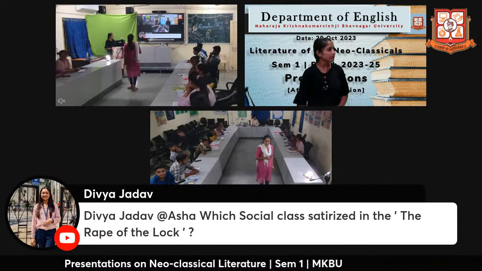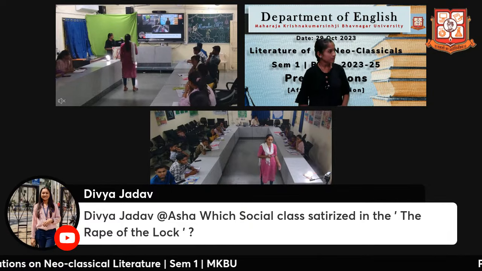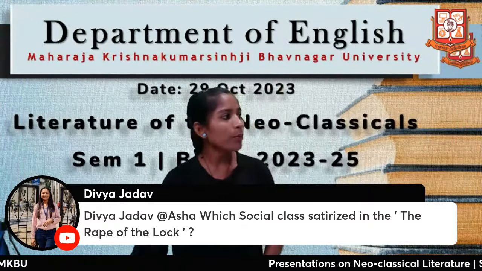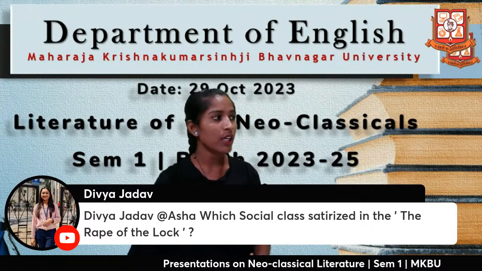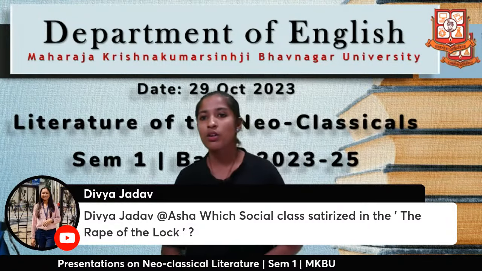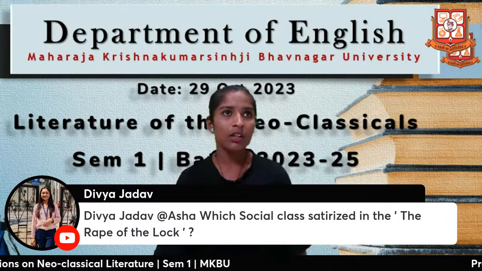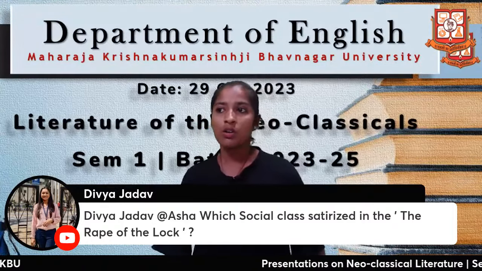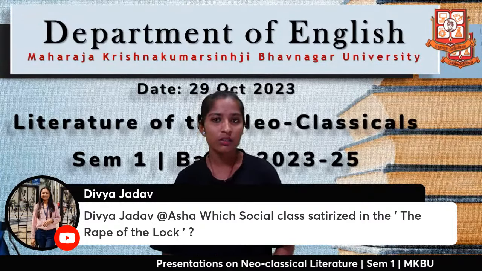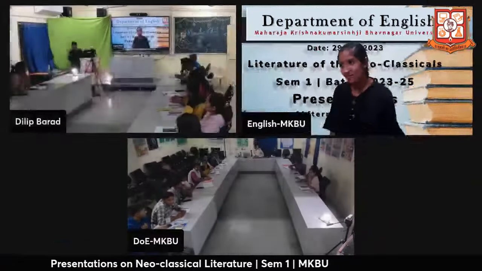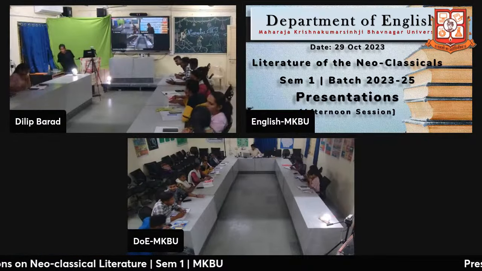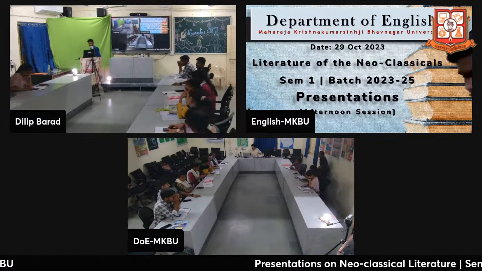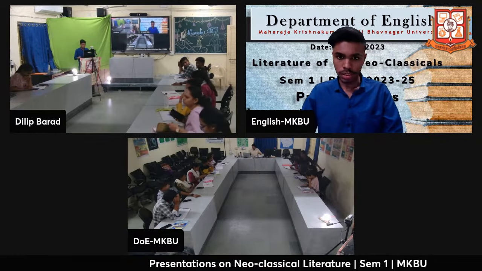Asha, my question is, which social class is satirized in the poem The Rape of the Lock? In the poem The Rape of the Lock, the satire is of the aristocratic or upper class of 18th century England society. So thank you. That was the last one.